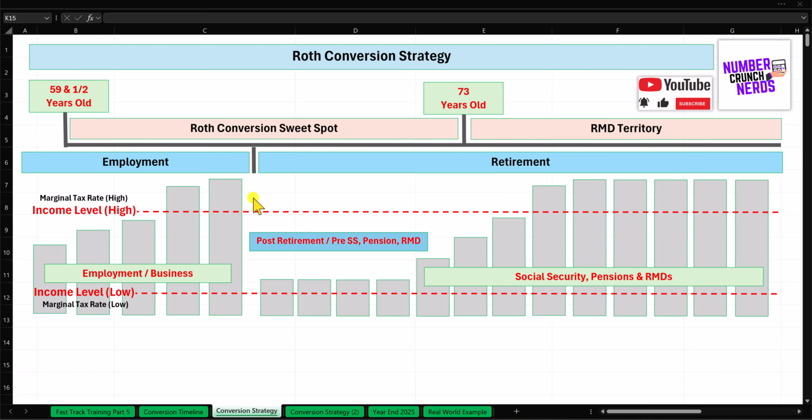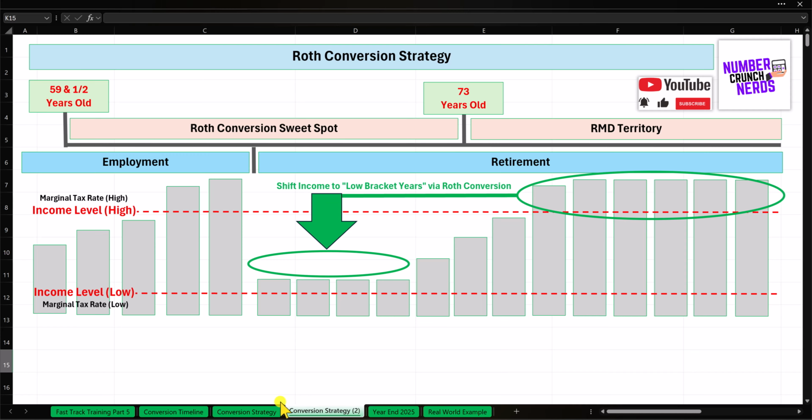In other words, it's the portion of your early retirement years when your taxable income, before considering any Roth IRA conversions, is expected to be considerably lower than it was in the employment years, and also considerably lower than it is expected to become in the later retirement years when Social Security, pensions, and ultimately RMDs start to kick in.